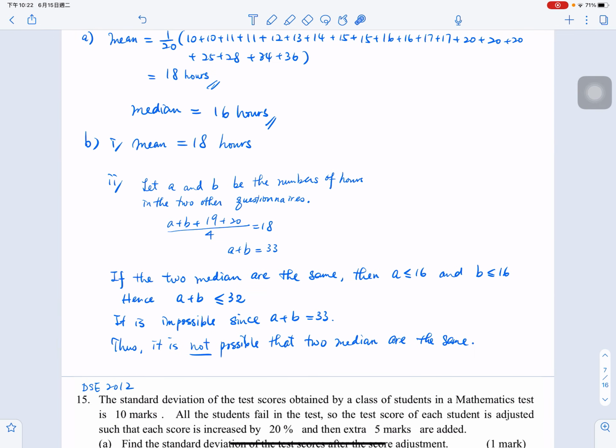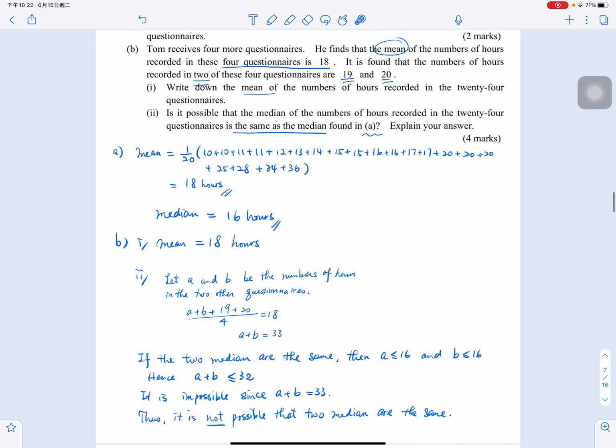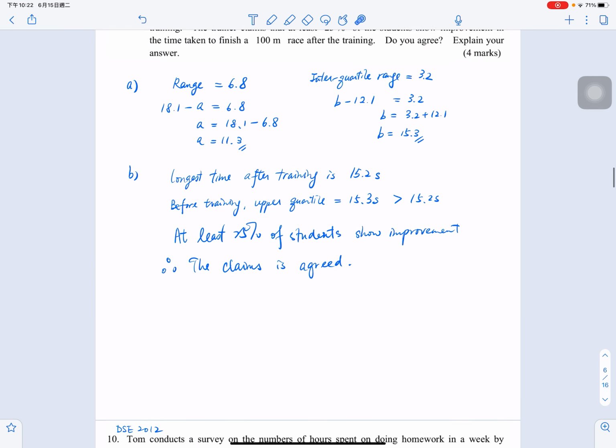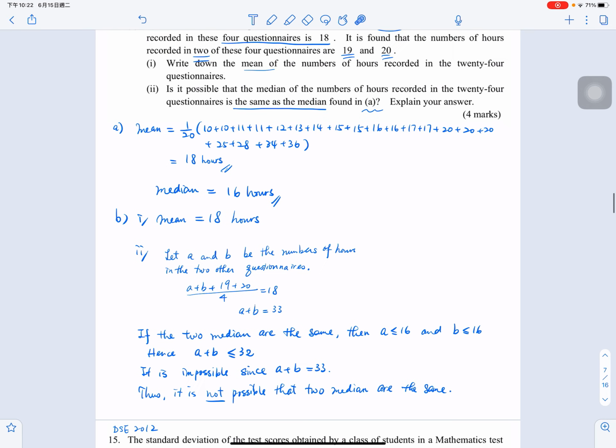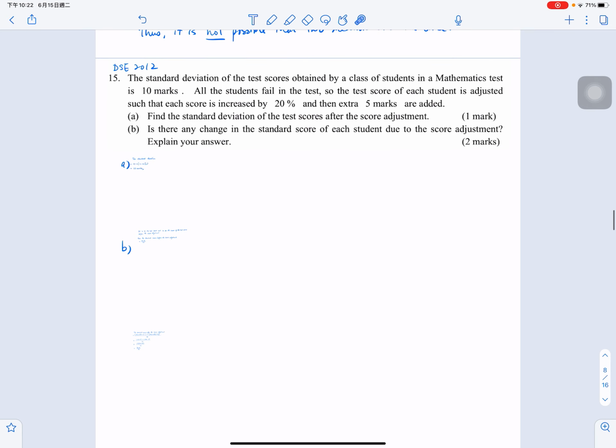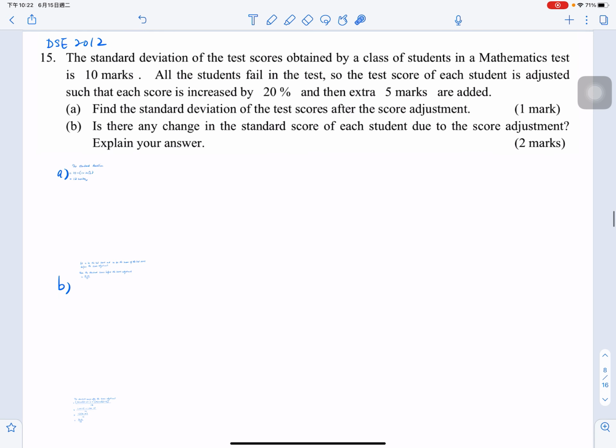Okay, so you see question 10, question 7, both of these are statistics. And how about 15? 15 actually is a section B question. Let's see. Now here's standard deviation. Again SD. The standard deviation of test scores obtained by a class of students in a mathematics test is 10 marks. Okay, standard deviation 10 marks.